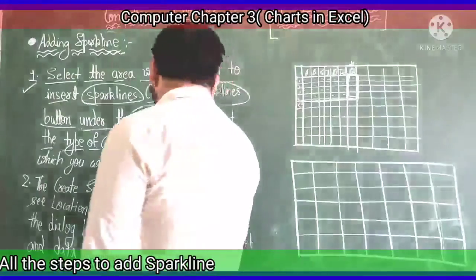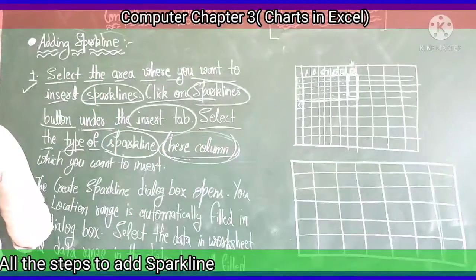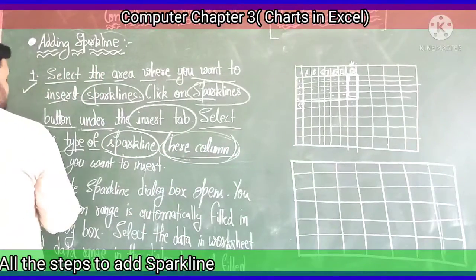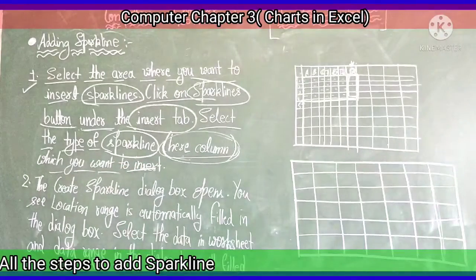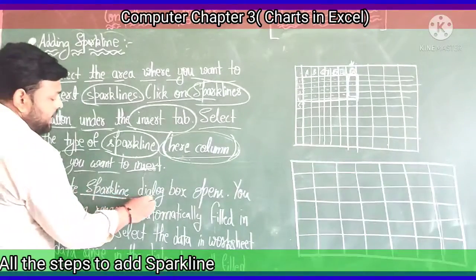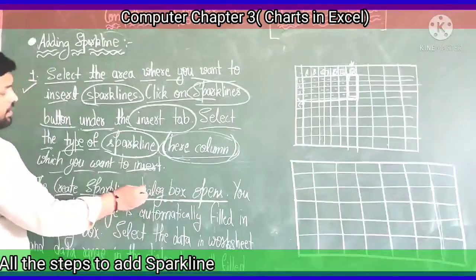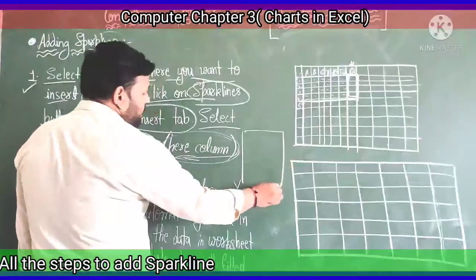Here you have to click column sparkline, which you want to insert. Now we have to move to the next point. The Create Sparklines dialog box opens, according to the column chart.